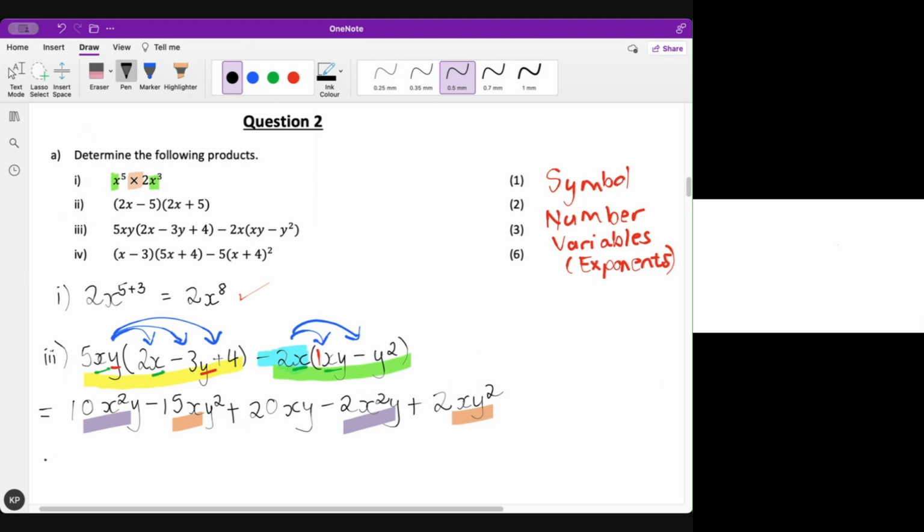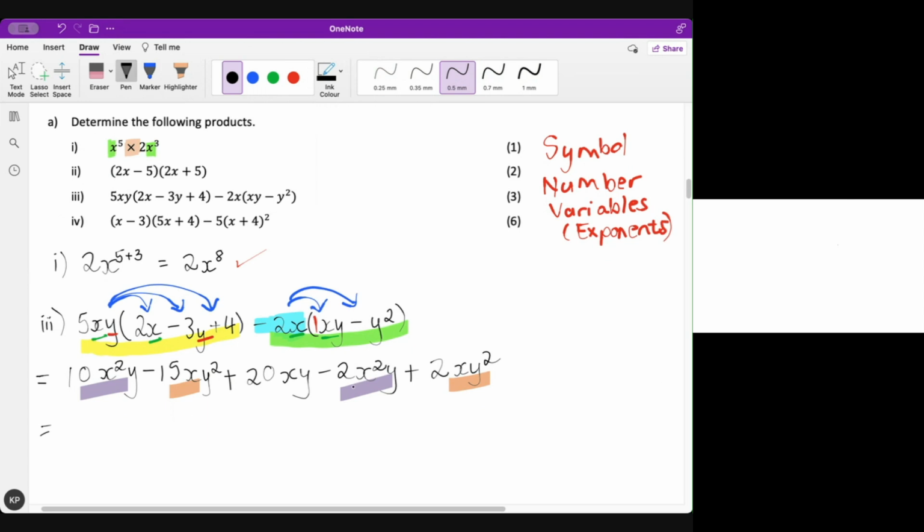No like terms. Okay, what's 10x squared y minus 2x squared y? 10x squared y minus 2x squared y, thank you very much, that's 8x squared y. What's negative 15xy squared plus 2xy squared? There we go, that's negative 13xy squared. And then the last one, we're just going to rewrite it, 20xy.